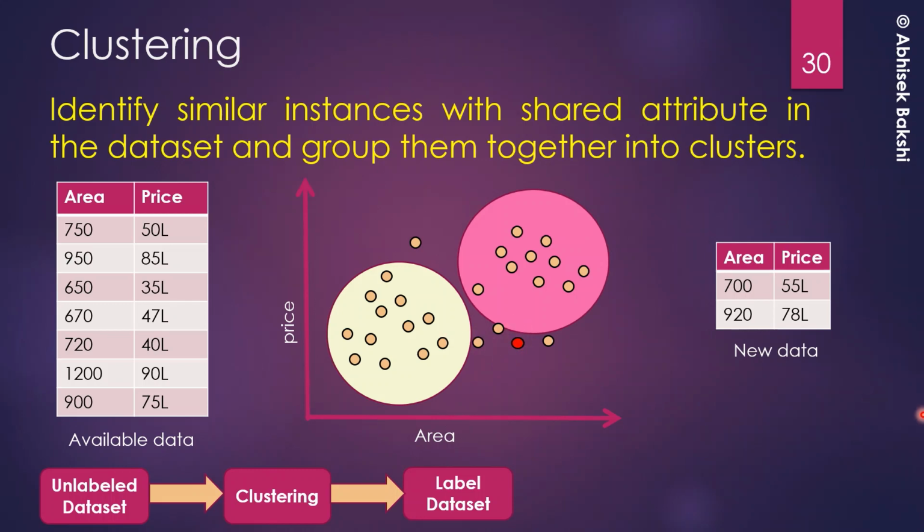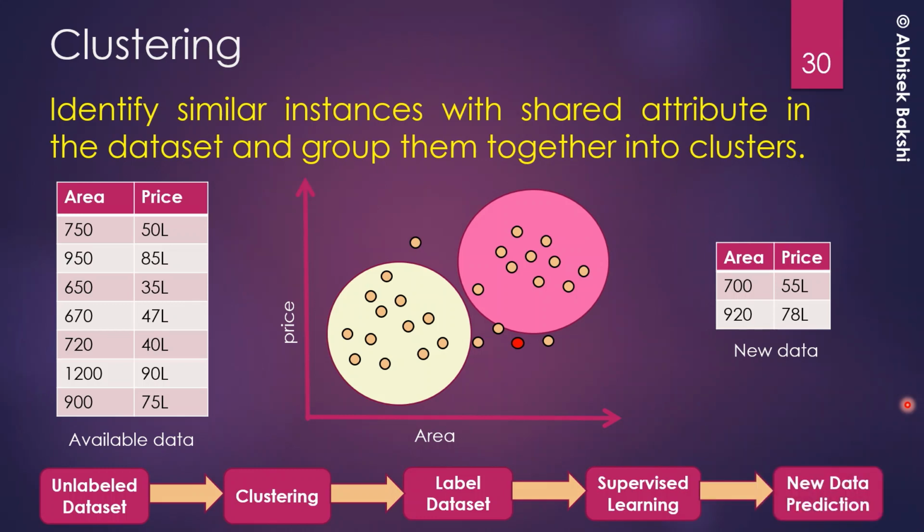Anyway, we go for clustering, we label the data set, and then we go for supervised learning. So clustering is required for labeling the data set, so that we can apply supervised learning if required. Once supervised learning is done, we go for new data prediction. But remember, clustering plays a very vital role if we have unlabeled data.